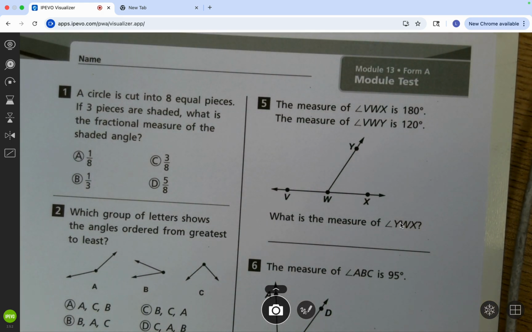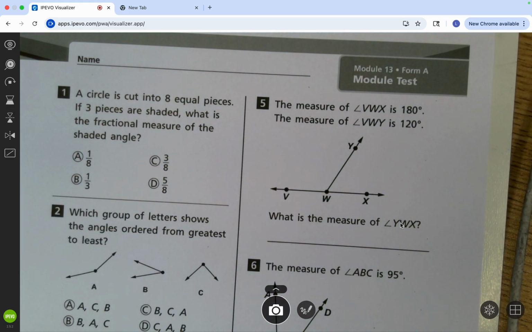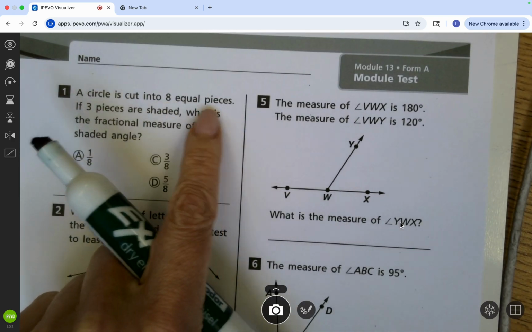Number 1, a circle is cut into 8 equal pieces. If 3 pieces are shaded, what is the fractional measure of the shaded angle? Okay, so we have 4 choices here. Each are a fraction. So you can draw this out, or you can visualize. And right now, I want you to visualize first. I want you to think you have a circle, and it is cut. So think of like a pizza pie, and it's cut into 8 equal pieces. Okay? So that's how many pieces there are in all for the whole circle.